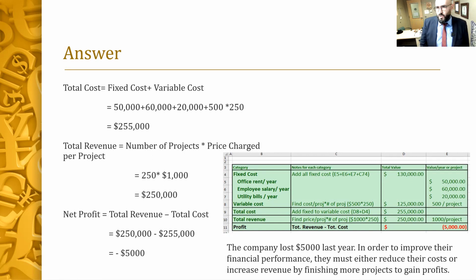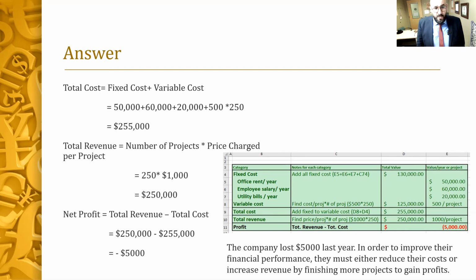Now we need to find out the total revenue. The total revenue would be the number of projects times the price charged per project. We have 250 projects based on last year's history. We multiply it by $1,000, which is what they charge per project. That will generate a revenue of 250,000.